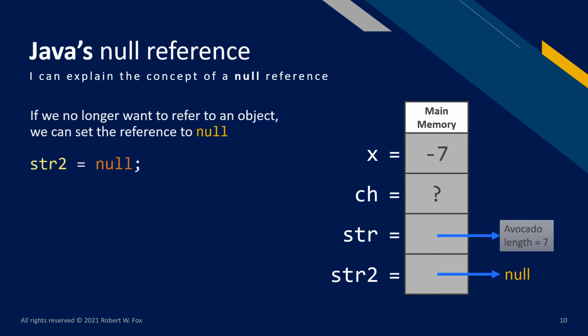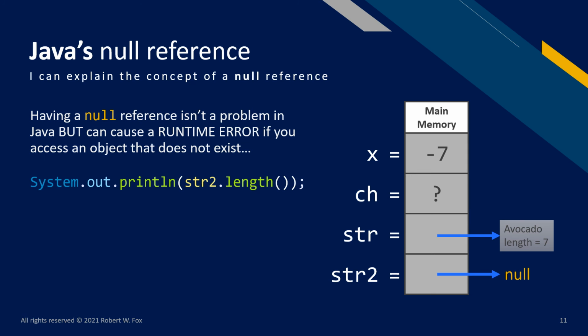Null is actually a word that Java understands, and I can use the word in my code to do a couple of different things. For example, if maybe I no longer want to refer to an object, I could set the reference to null. So str2 used to refer to the string avocado, but I can set it to null and change the memory, basically the reference, back so that it's no longer pointing to an object. Having a null reference in Java isn't a problem. Obviously, we've got one here.